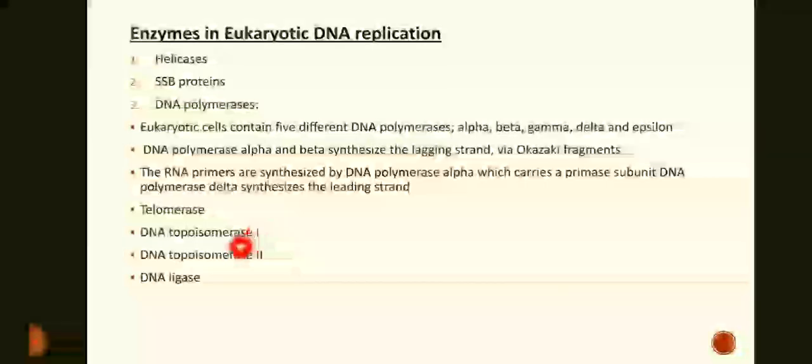DNA topoisomerase 1 relaxes the DNA helix during replication through the creation of a nick in one of the DNA strands. DNA topoisomerase 2 relieves the strain on the DNA helix during replication through the creation of a nick in both strands of DNA. And the last one is DNA ligase. It forms a 3' to 5' phosphodiester bond between adjacent fragments of DNA.